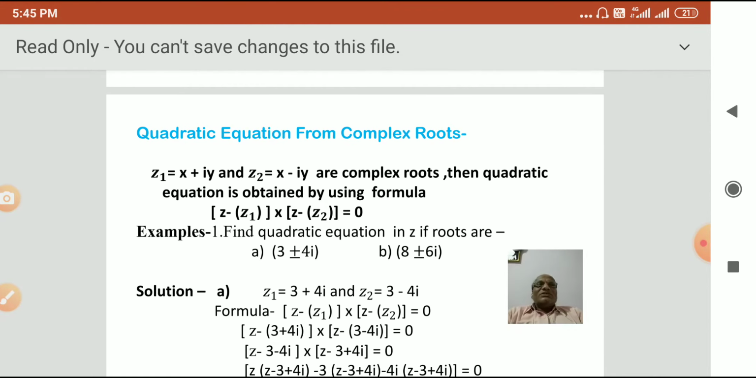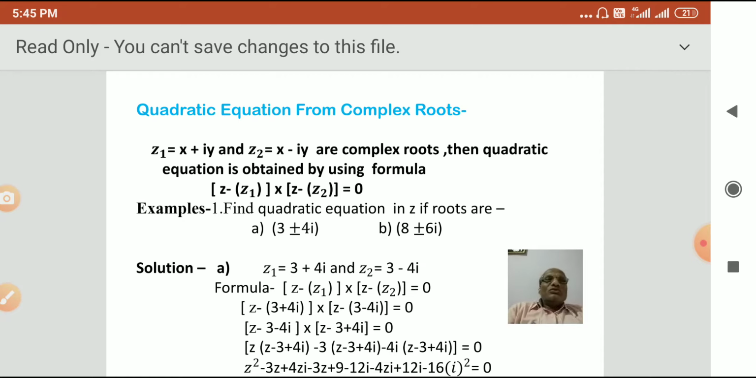Now our second article is how to formulate a quadratic equation if complex roots are given. Opposite to the first: in the first we find the complex roots when the quadratic equation is given. Now in this case complex roots are given, and we find the quadratic equation. And as per your previous knowledge, we know that complex roots means only there is a change in sign.